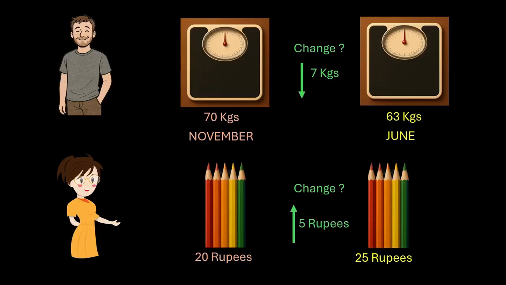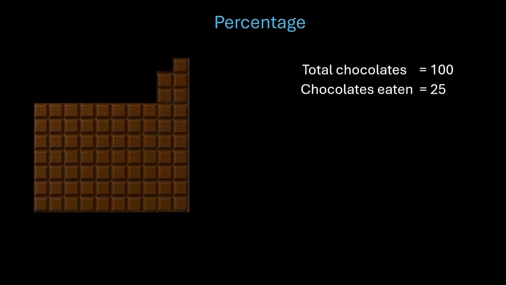Now, let us recall something that we have learned earlier, which is percentage. Percentage means out of 100. Let's say you have a chocolate cut into 100 pieces and you eat 25 out of those. So, the percentage of chocolate that you have eaten is 25%. You have eaten 25% of the chocolate, right?